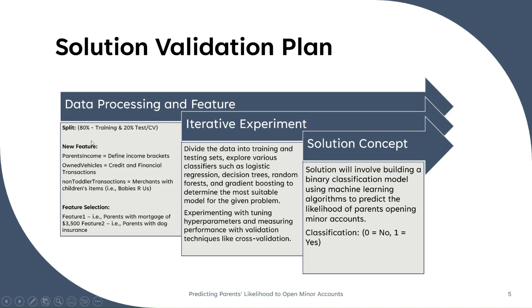How do we plan to validate this solution? First, we are going to do the data processing and feature setting and creating new features, which we'll go through here. We're going to split the data 80 to 20 percent, where the 20 will be our test or cross-validation data. We will attempt creating new features, such as parent income, which will define income brackets, or owned vehicles, which will be comprised of credit information and financial transactions.